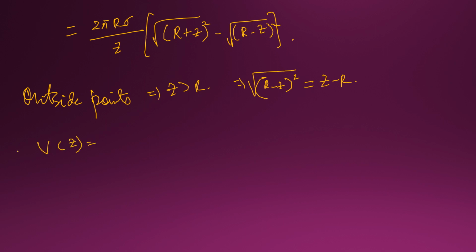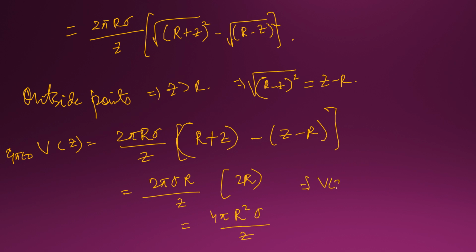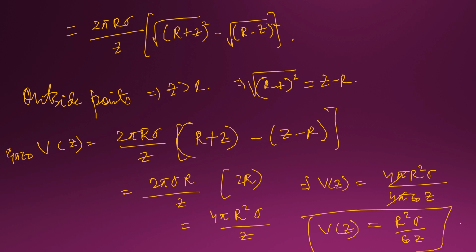4 pi epsilon Vz is equal to 2 pi r sigma by z plus z minus r. So 2 pi sigma r by z, this is r plus 2r, this becomes 4 pi r square sigma by z. If I take 4 pi epsilon naught to this side, Vz is equal to 4 pi r square sigma by 4 pi epsilon naught z, so r square sigma by epsilon naught z. This is for outside points.